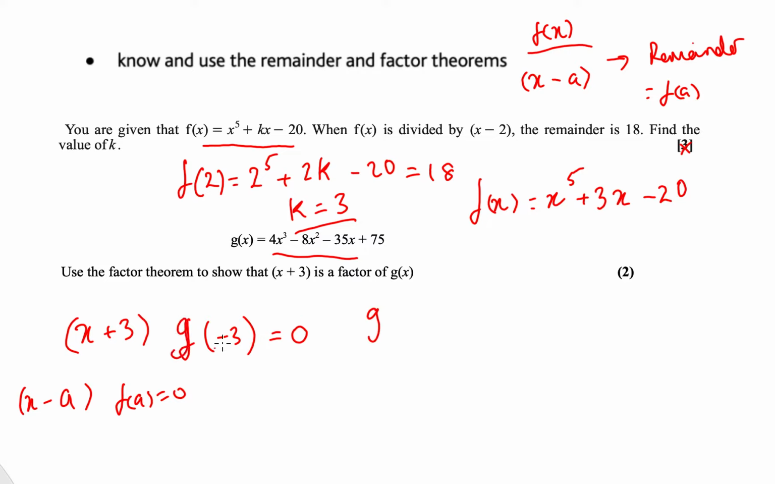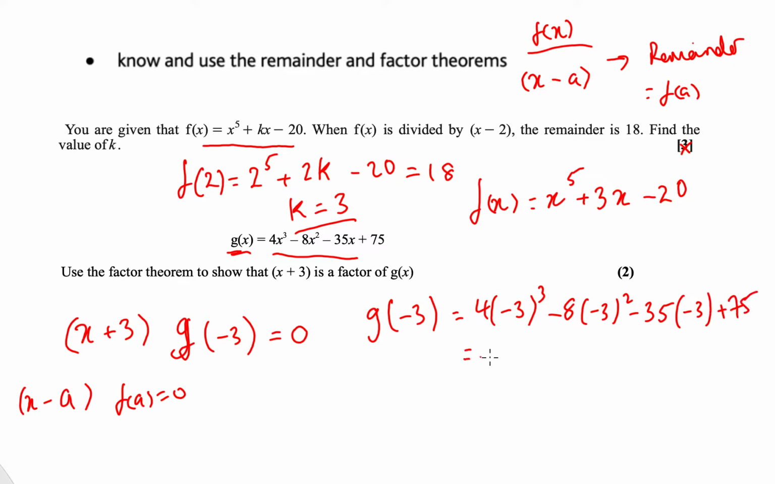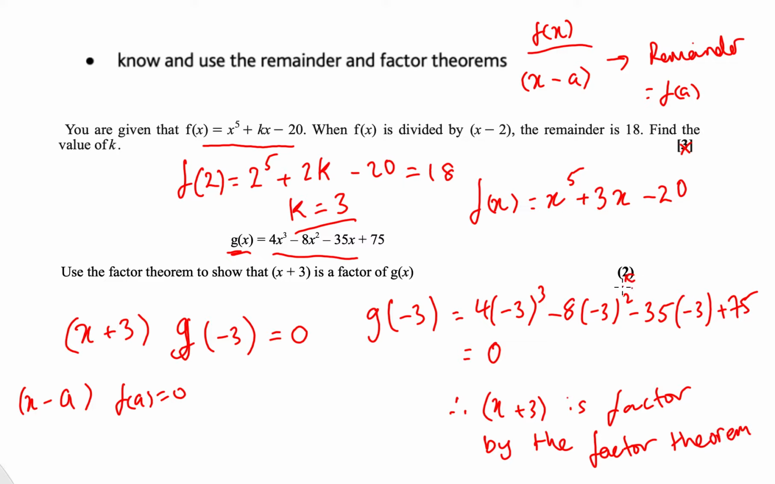I should have been saying g here this whole time. This is g of x. So g of minus 3 equals 4 times minus 3 cubed minus 8 times minus 3 squared minus 35 times minus 3 plus 75. And if you calculate that, it turns out to be 0. Therefore, x plus 3 is a factor by the factor theorem. And that's it. 2 marks there.